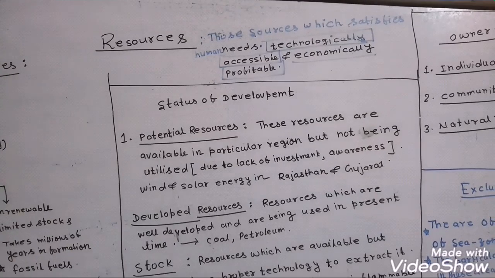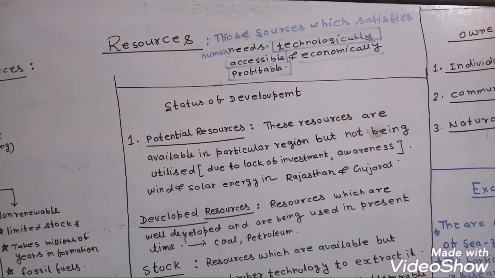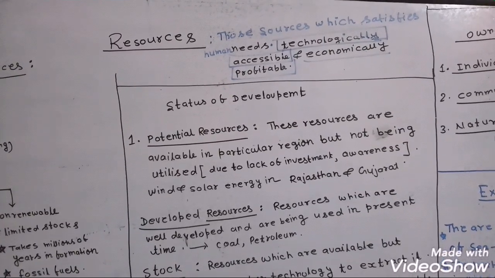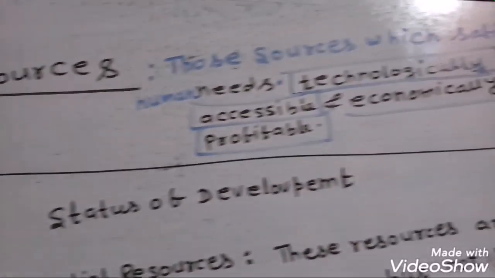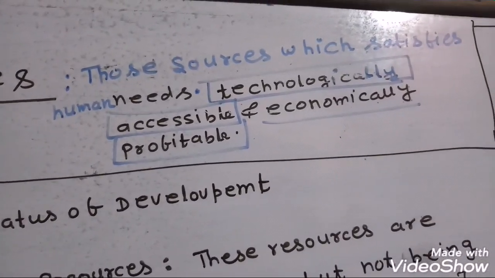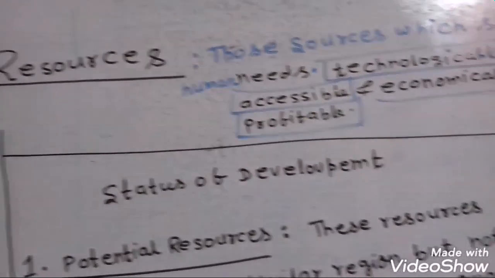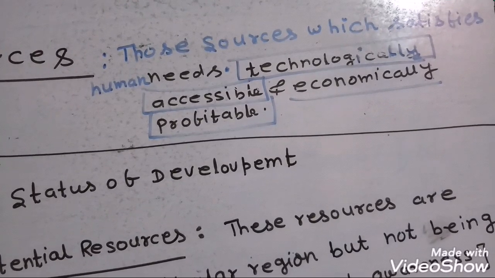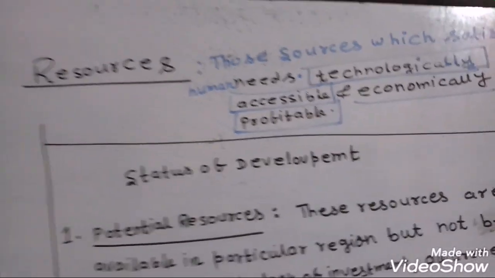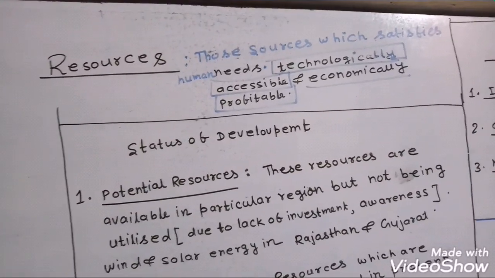Hello students, in this video we are going to discuss the chapter Resources and Development of Geography. First we define resources. Those sources which satisfy human needs can be termed as resources. These are technologically accessible and economically profitable. In very simple terms, anything that satisfies human needs can be termed as resources.